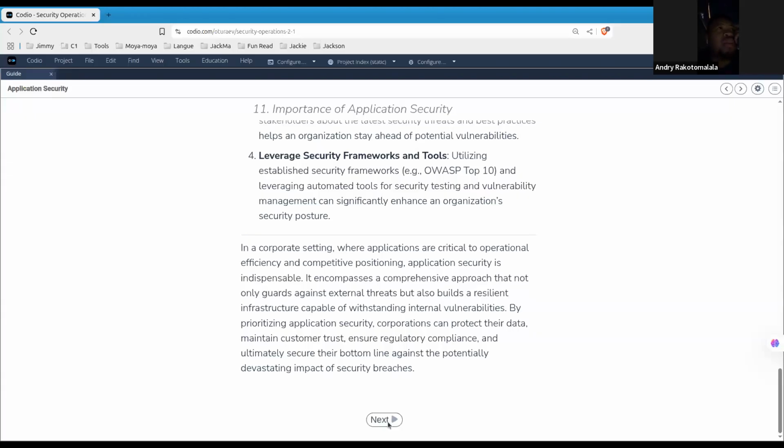Something also good to put in your resume: there are OWASP Top 10 rooms inside of TryHackMe that you can do and get certified on, and they walk you through it step by step. So highly encourage you to check that out. All right, next slide.